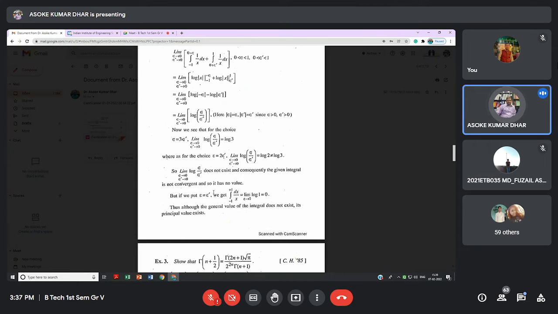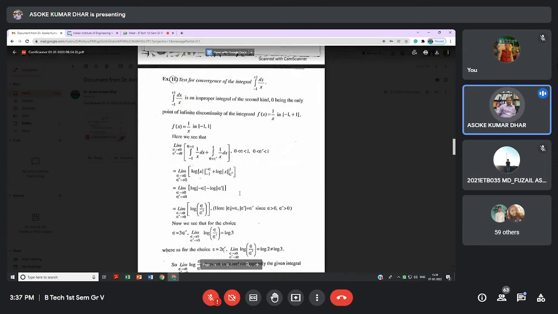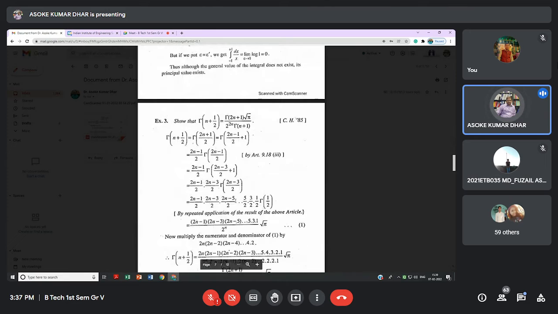So this is the interesting point of this problem, and also a new one. This is a very good relation: gamma n plus half is equal to gamma this. This is also a very important relation.